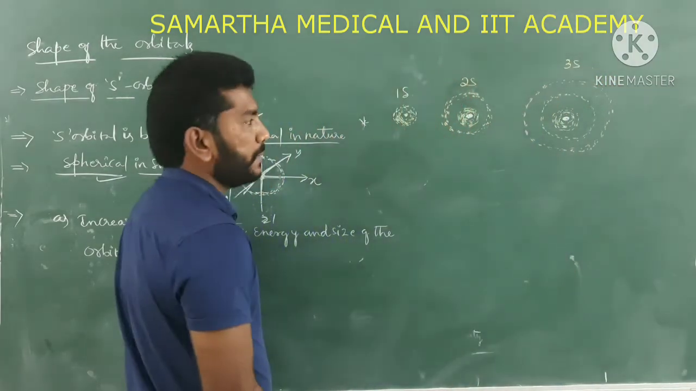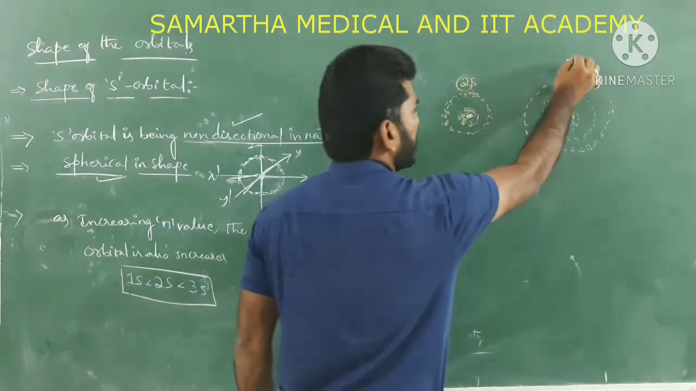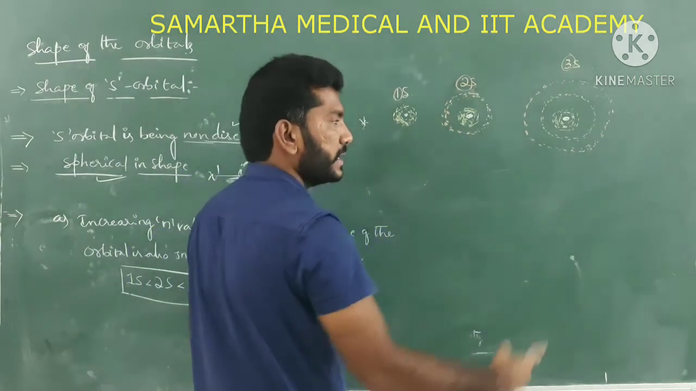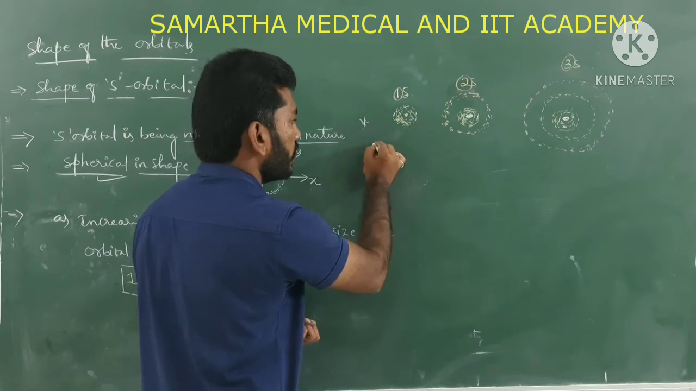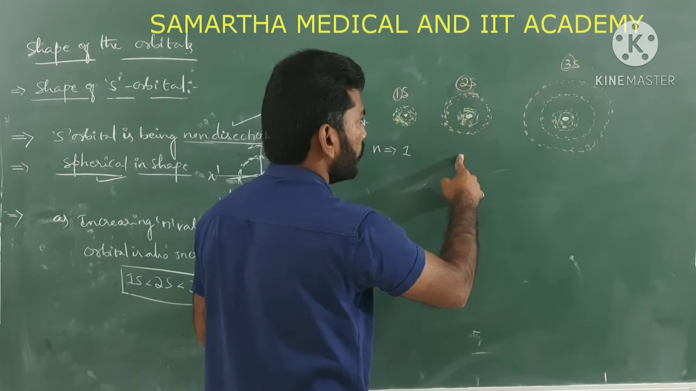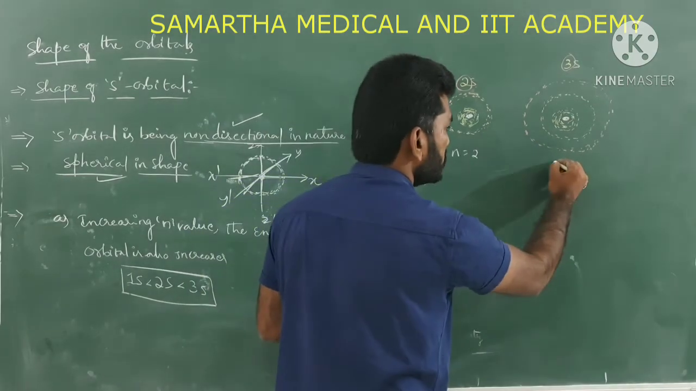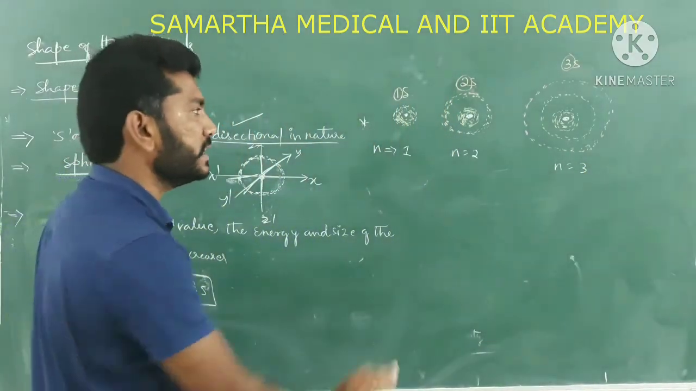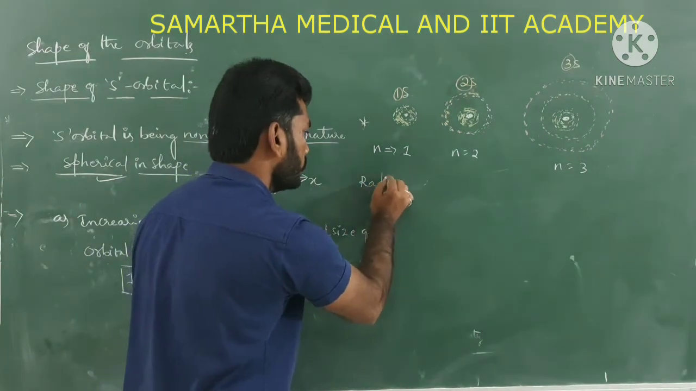Yes, I am just increasing the n value. As we increase this n value, the size of that particular s orbital is going to increase. So in the 1s orbital, the n value is 1, in the case of the 2s orbital the n value is 2, and in the case of 3s the n value is 3. Then what might be the radial nodes present in these orbitals? So let's calculate that. Radial node.